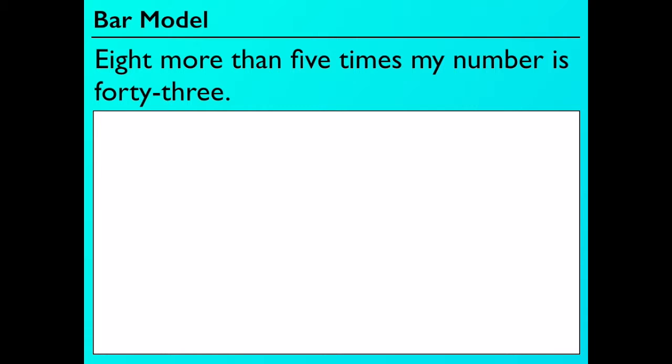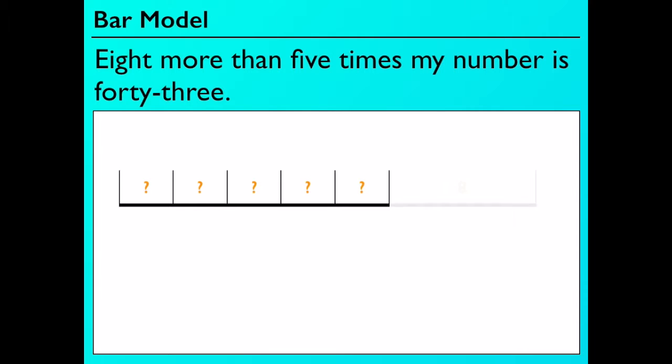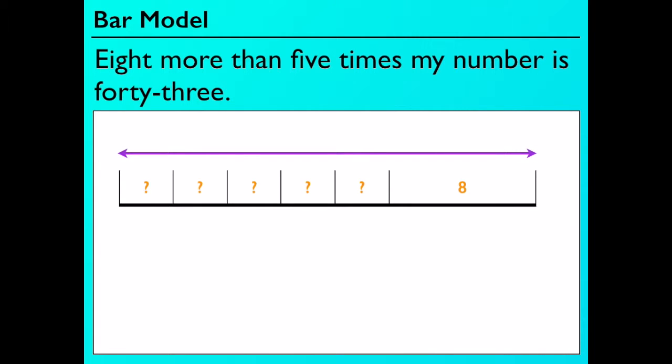First, my number has some kind of length, and 5 times my number is 5 of these lengths. 8 more than 5 times my number is just we add a length of 8. And then when it says is 43, we know the entire distance of my number times 5 plus 8 is equal to 43. Our next objective is we want to find what is 5 times my number.